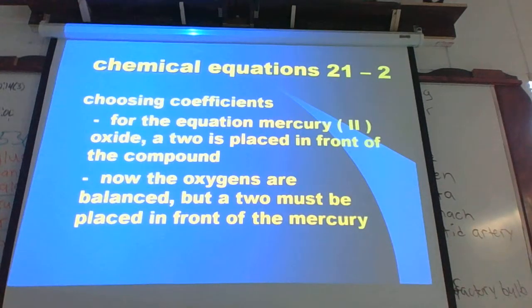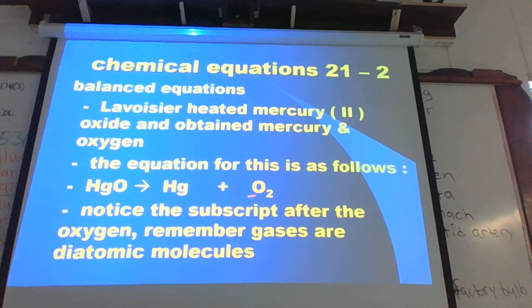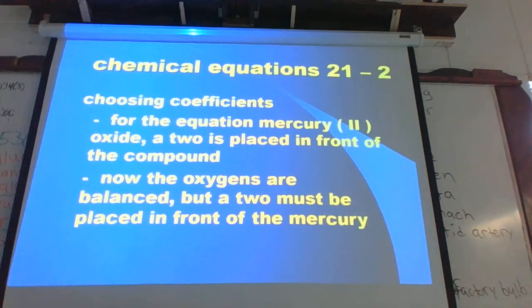Okay? So then when we start choosing coefficients, that's how you see that there's a 2 in front of HgO, and then also a 2 in front of the mercury when it breaks down. And that's what we would see here. There are 2 oxygens there, so we put a coefficient of 2 here. Now that 2 gets distributed through, our oxygens are balanced, so we put a 2 here to balance that of the mercury.